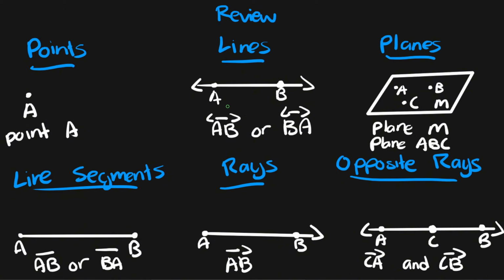Line segments are similar to lines, but they have two endpoints, and so they don't extend forever. You can call this segment AB or segment BA. For rays, they have one endpoint and one arrow, so it extends forever to one side. And you could just call this ray AB. And finally, for opposite rays, they have to be on the same line and share the same endpoint. So in this case, the opposite rays are CA and CB. And that wraps it up for the review.